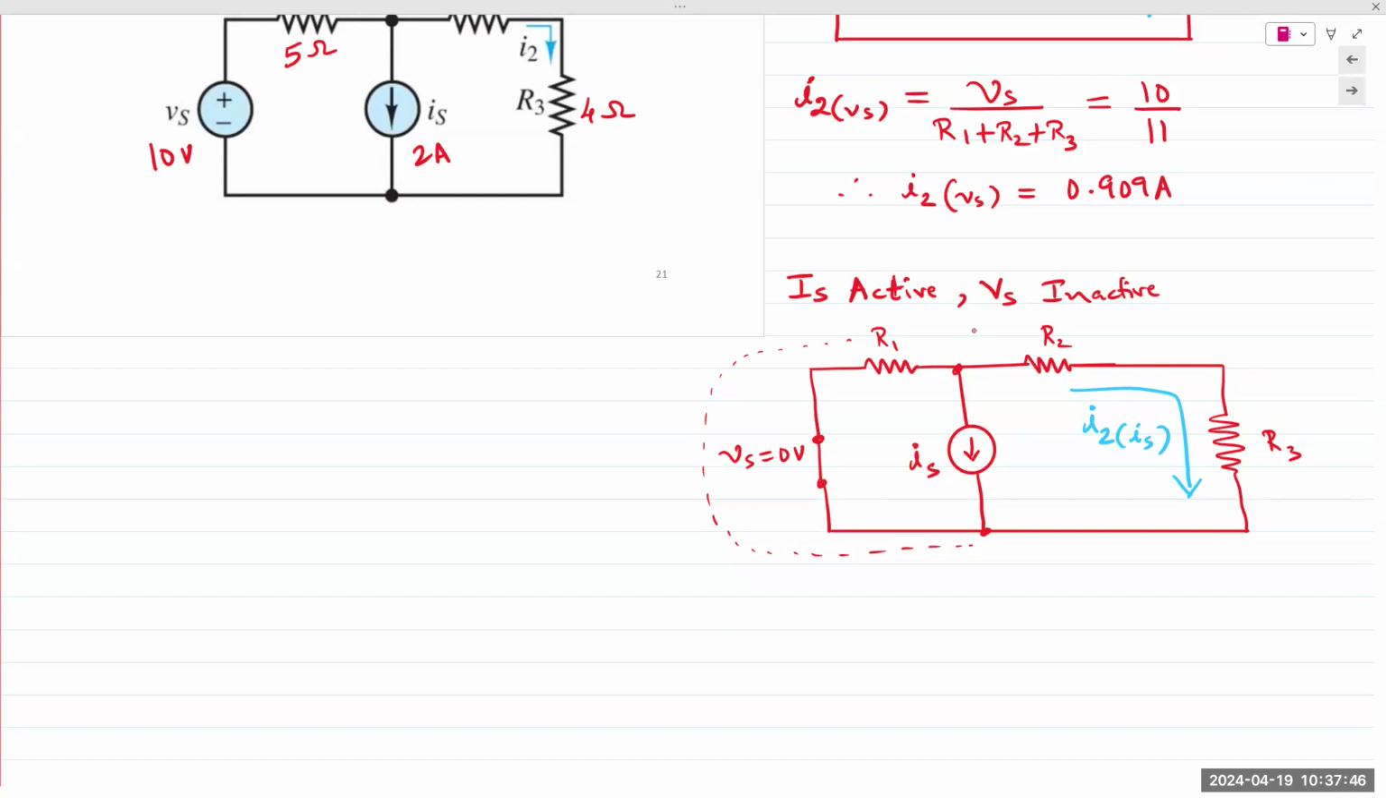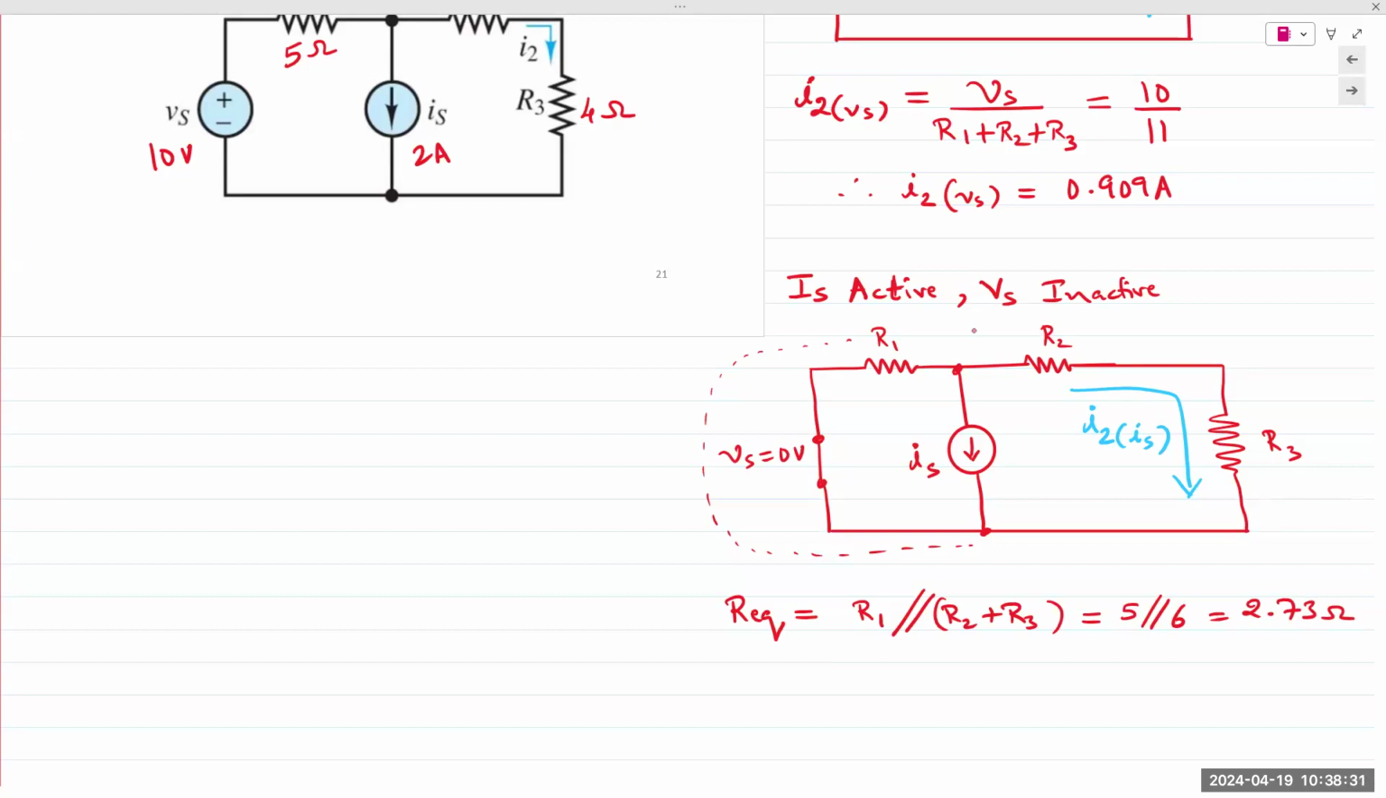So if I wish to find Req as seen by the current source, it is R1 in parallel with R2 plus R3. So R1 is 5 ohms, 5 in parallel with 6. You can perform this calculation very easily. 5 times 6 divided by 5 plus 6. 30 divided by 11 should give you 2.73 ohms. So total Req of R1, R2, and R3 will be 2.73 ohms.